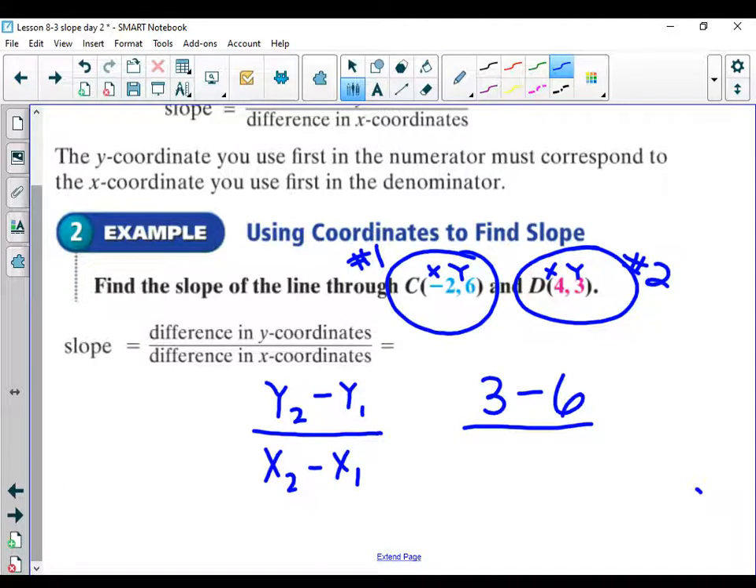Then I have to do the same thing with the X's. X from group 2. X from group 1. Ooh, big plus. Three minus 6, -3. 4 plus 2, 6. Do you notice anything about that?